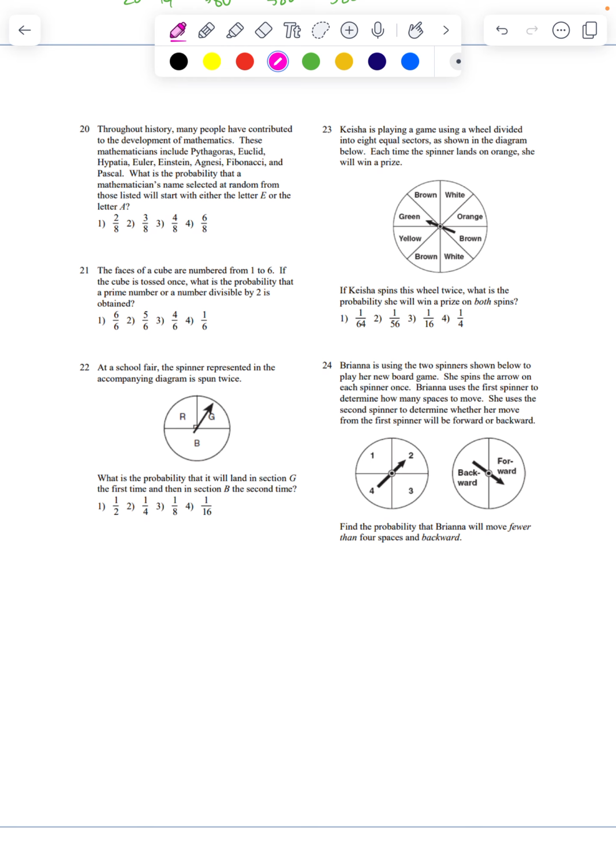So they want to know how many are going to start with E or A. So this one starts with E. That's 1, 2, 3. This one starts with A. So that's 4. All right, so that's 4 out of 8. All right, that wasn't that bad.